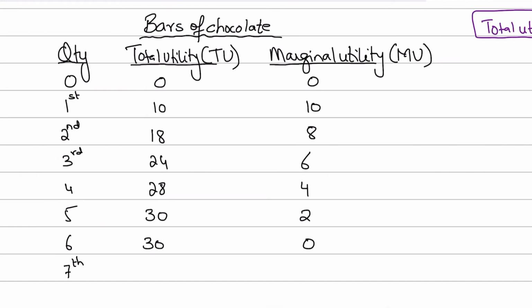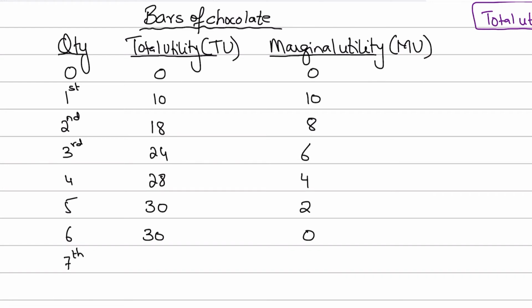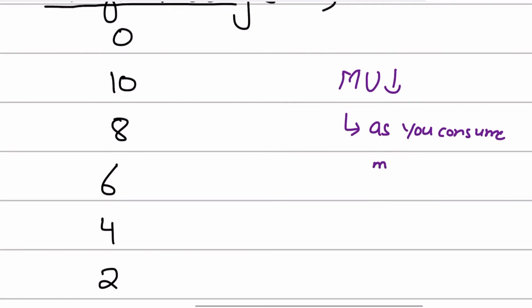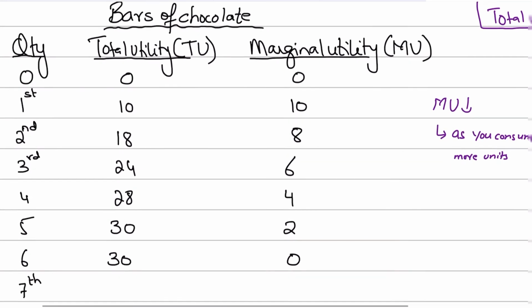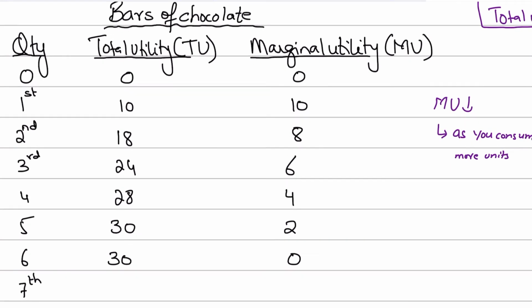Now guys, there is one very important concept that you need to understand, which is related to the table that you can see: as I am consuming more and more units, my marginal utility is falling. My marginal utility is declining as you consume more units, right? So my marginal utility is declining on each additional unit that I'm consuming. You can see that the first bar yields me a marginal utility of 10, the second yields me 8, 6, 4 and 2. So it's declining, right?